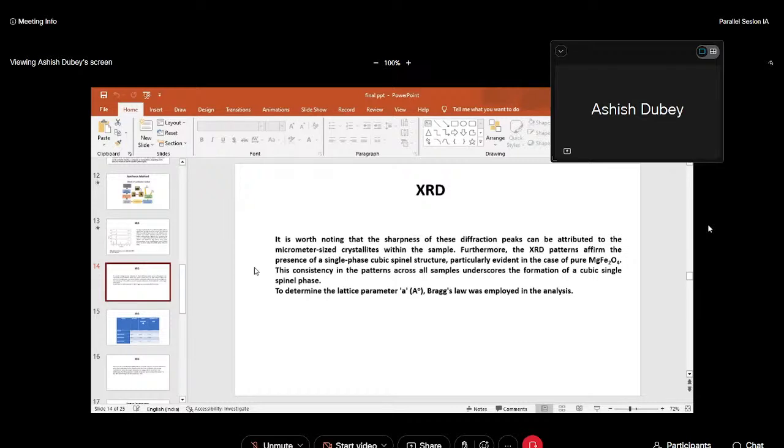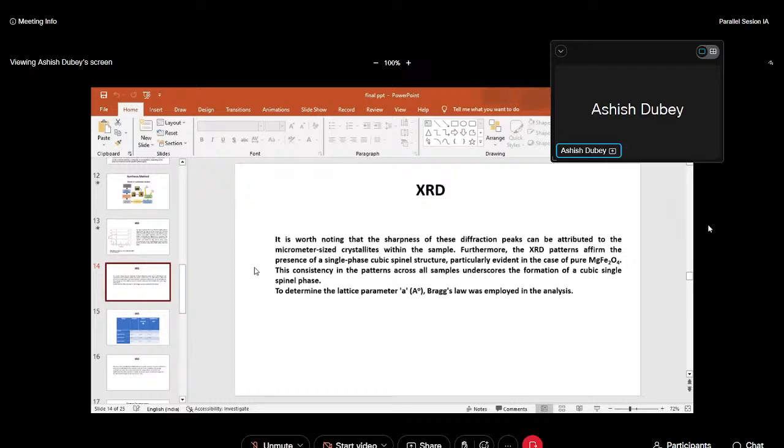within the sample. Furthermore, the XRD pattern affirms the presence of a high single-phase cubic spinel structure, particularly evident in the case of pure MgFe2O4. This consistency in the pattern across all samples underscores the formation of a cubic single spinel phase.